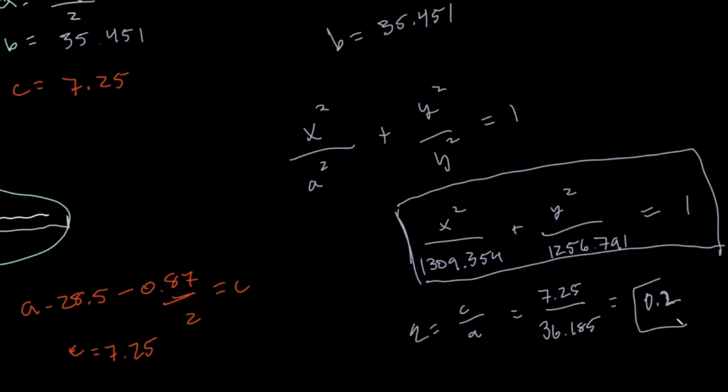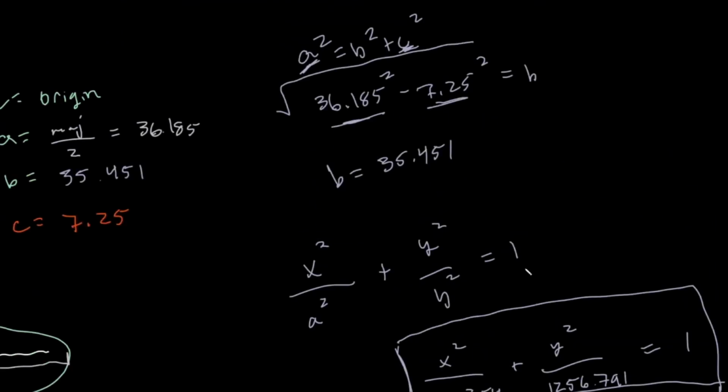So, how did I get 35.451? So it's the square root. It's this squared minus this squared, and then square root. Would you like to see me do it one step at a time? I can.